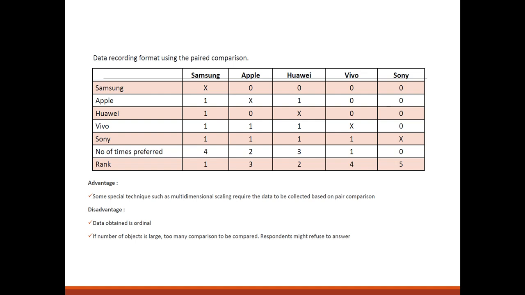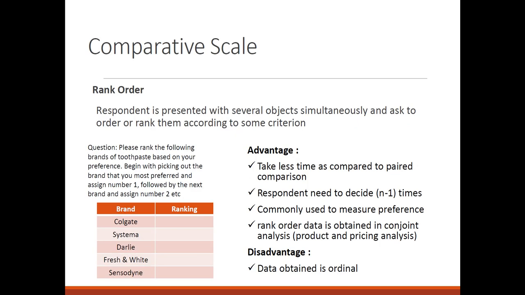Okay, next, another comparative scale that you can consider is the rank order. So rank order, the one that I showed you. If you have a lot of brands, it's okay because we just need to rank from one to five. The only difficulty for the respondent is that if you have so many brands, they have to decide which one they like the most. But in the analysis part, it's not very difficult, because it's very straightforward.